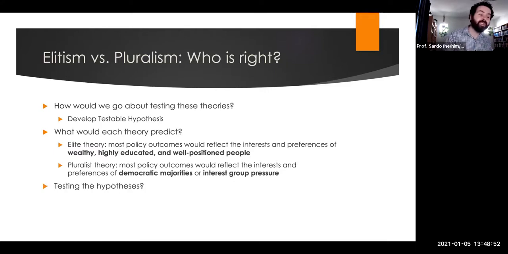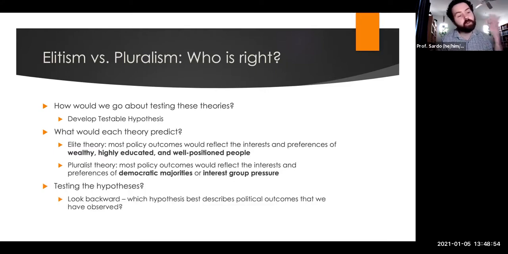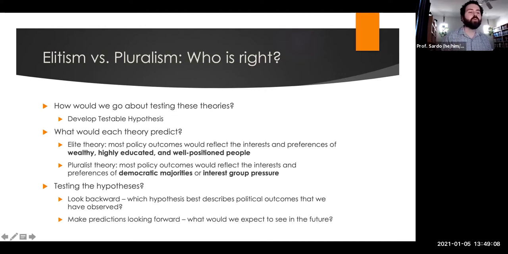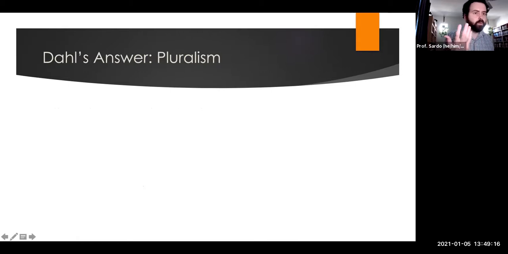And so we can test these hypotheses by looking backwards. We can look at political outcomes that we've observed and see, well, do these political outcomes favor the wealthy, highly educated, and well-positioned, or democratic majorities? We can also make predictions looking forward. And then we can say, oh, this is what we would expect to see, and then we can see what actually happened. So Dahl tried to do this backwards looking test.